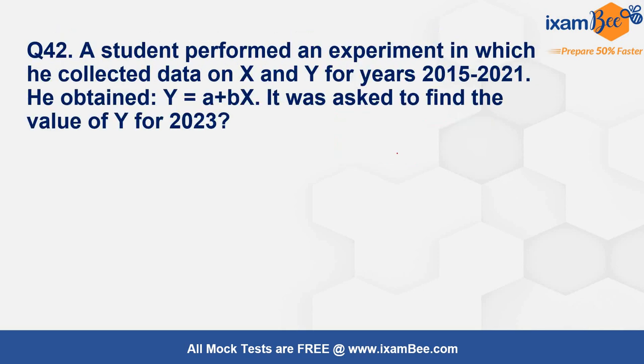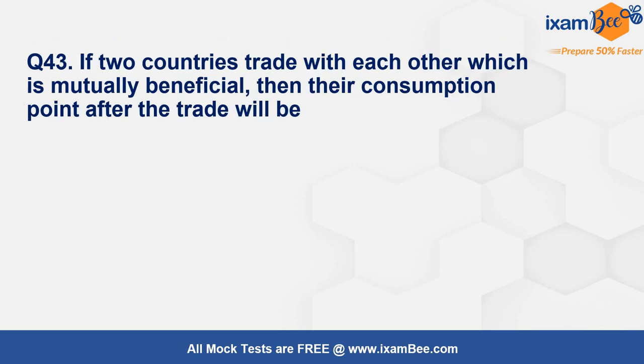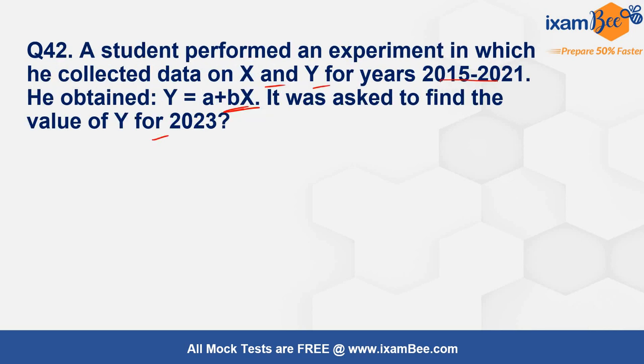Next, a student performed an experiment in which he collected data on x and y for several years, and he obtained this particular equation, and it was asked to find the value of y for 2023. In this question you simply had to add the 2 years. You had data till 2021, so for 2023, plus 2 would give you the answer.